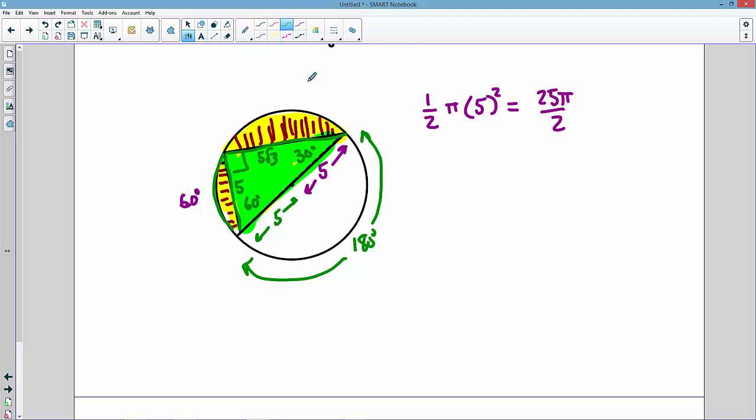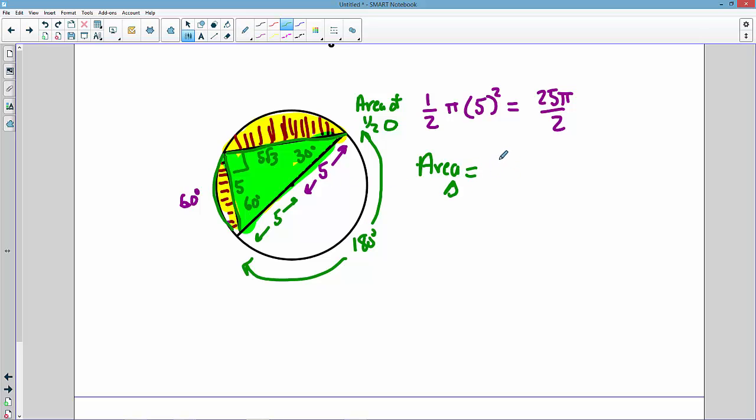Oh, yeah, 1/3, okay. We found the area of, let's label this, this is the area of the half circle, right? That's the half circle. And we want to find the area of the triangle, okay? So the area of this triangle here.